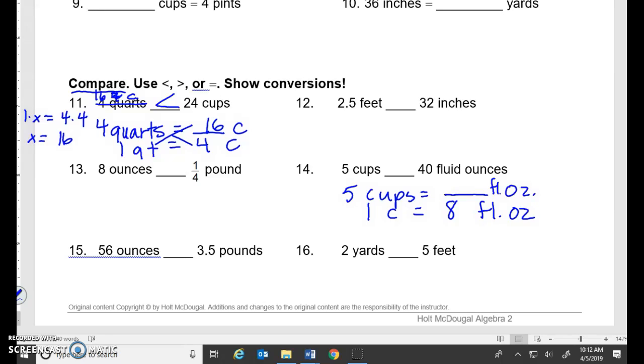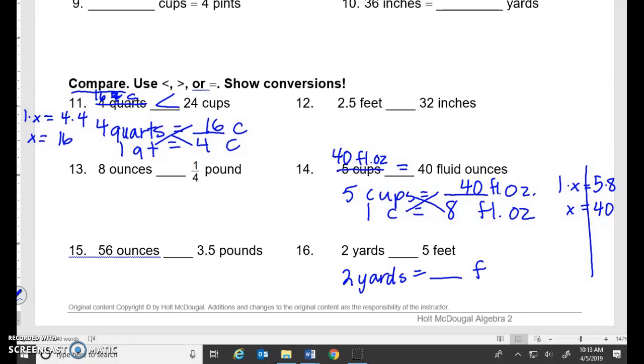Now that I've set up my proportion, I can do my cross multiplication. So I'm going to go 1 times x equals 5 times 8. Then I'm going to draw my line. X equals 40. So then I can put my 40 on the line. And now I'm going to cross out my 5 cups and make it 40 fluid ounces. And once I do that, it makes it very easy to see that they're equal to each other. Okay? And what did I say I was going to do? 16? And then 13.